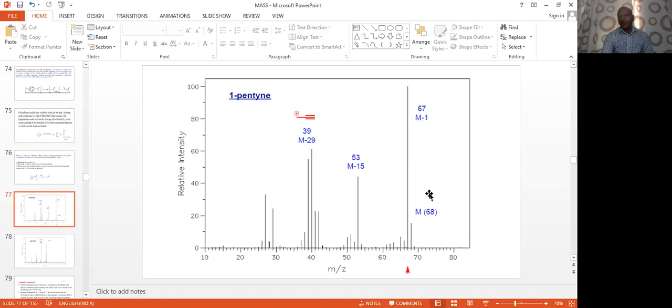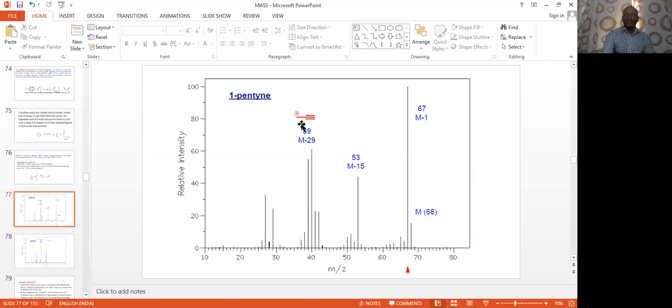The molecular ion peak of 1-pentyne has m/z value 68, and this is the M minus 1 peak. Then you have M minus 15, the removal of a methyl group. Then another prominent peak is M minus 29, or m/z value 39, which represents the propargyl cation. This is a very characteristic peak of alkynes, especially terminal alkynes.